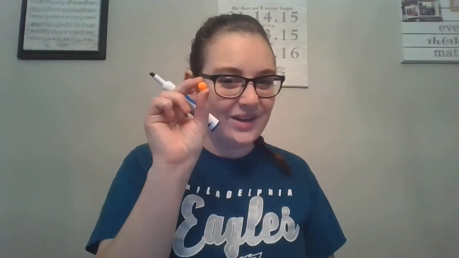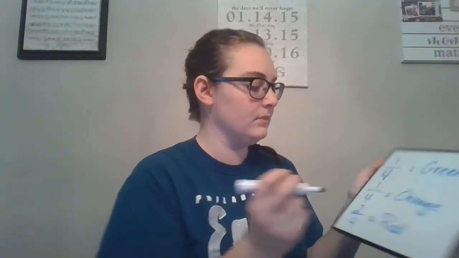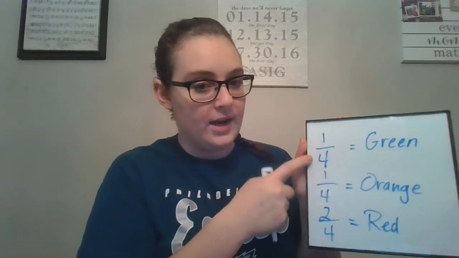How many do we have for orange? I have my 1 green, orange, red, red. How many is orange? 1 is orange. That's another 1/4. Now, how many do I have that are red? I have 2 reds. How many fourths? How many out of the 4 pieces are red? 2 of them are red. Which means that I have 1/4 green, 1/4 orange, 2/4 red.